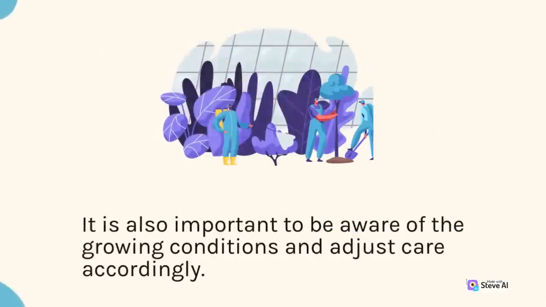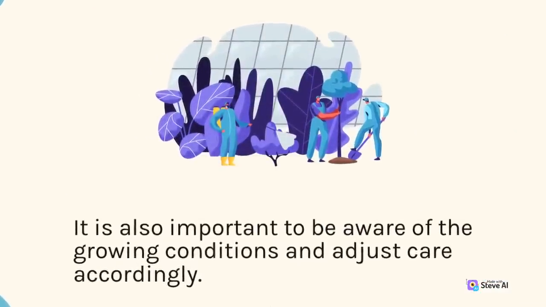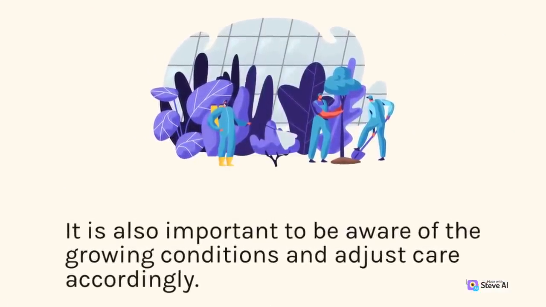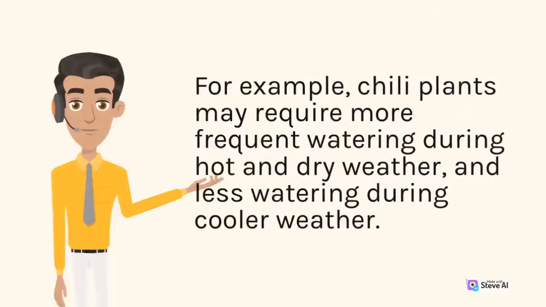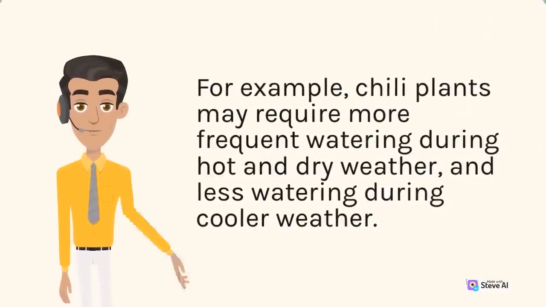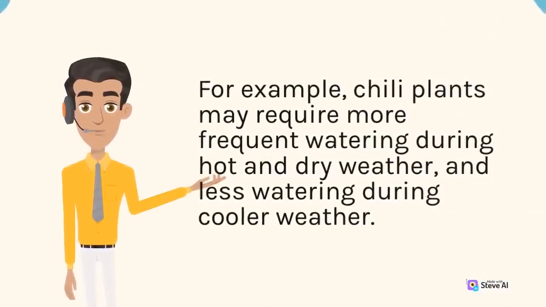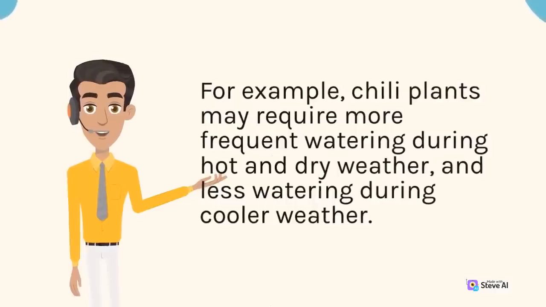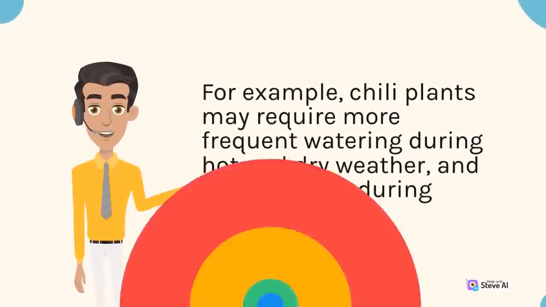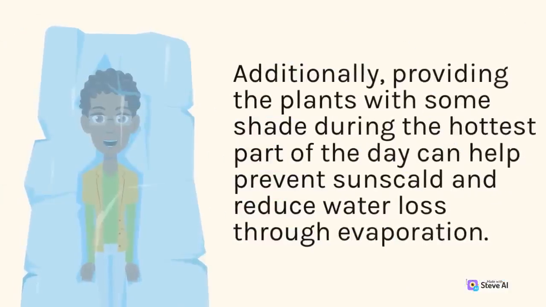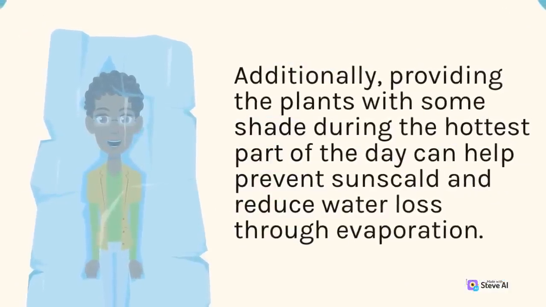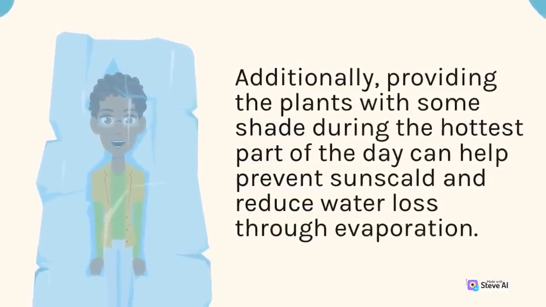It is also important to be aware of the growing conditions and adjust care accordingly. For example, chili plants may require more frequent watering during hot and dry weather, and less watering during cooler weather. Additionally, providing the plants with some shade during the hottest part of the day can help prevent sun scald and reduce water loss through evaporation.